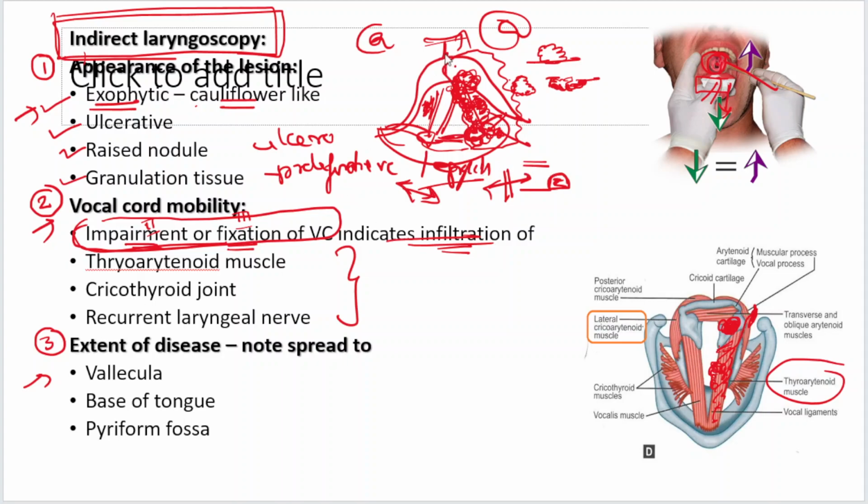So if it is extended into the vallecula, that means it is extralaryngeal spread of the disease; base of tongue, more poor prognosis; piriform fossa, more poor prognosis. So if it has extended beyond the larynx, we have to note that, and inside the larynx also, what are all the structures that it has involved. This is what we have to note down in indirect laryngoscopy.